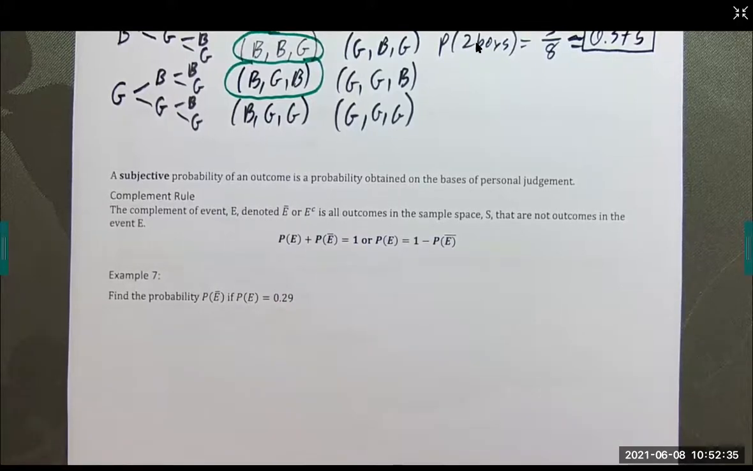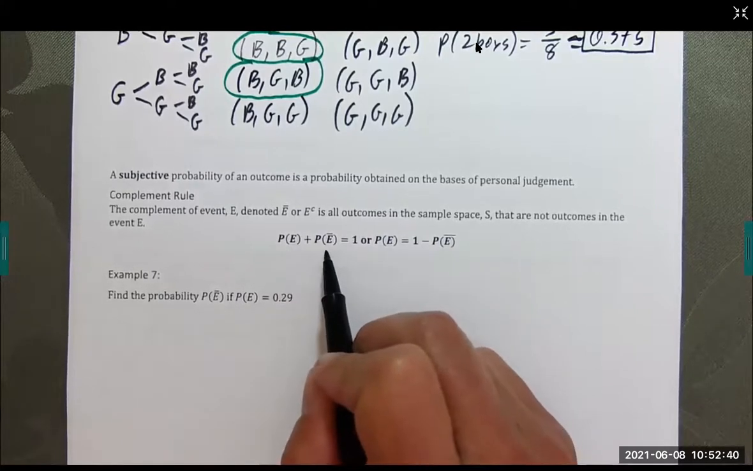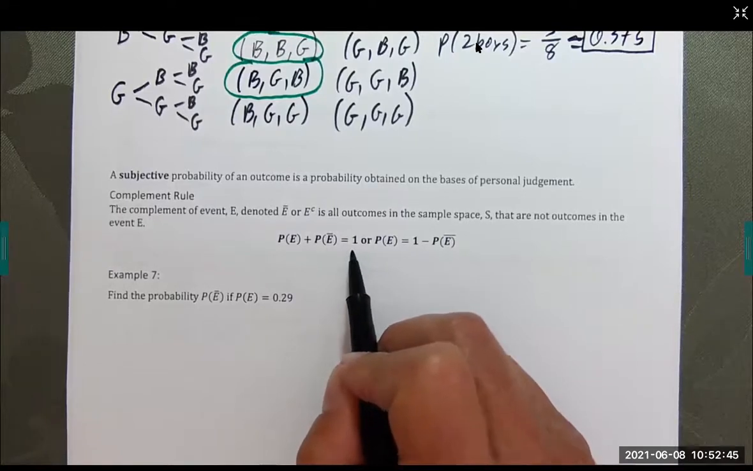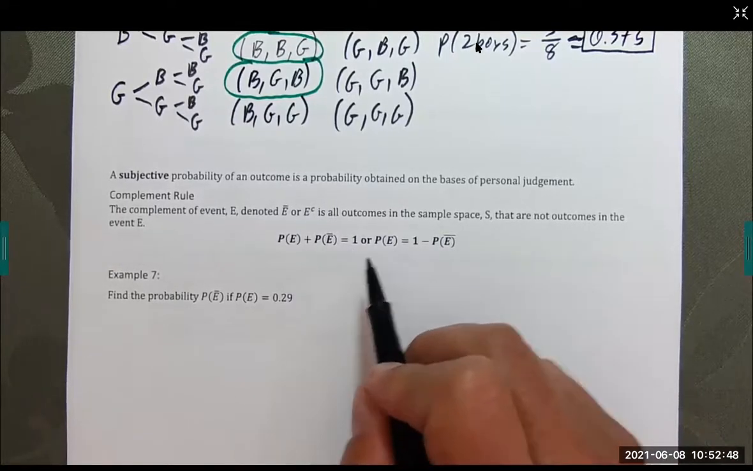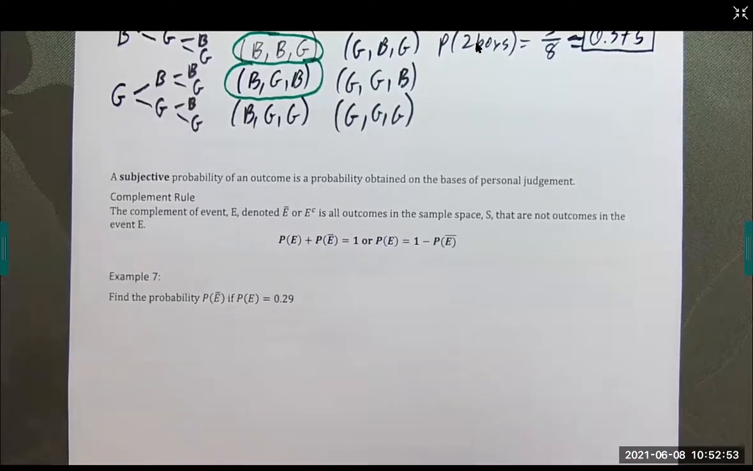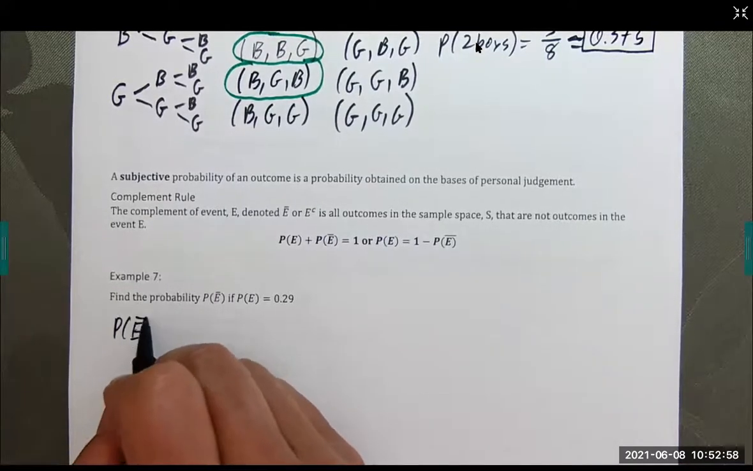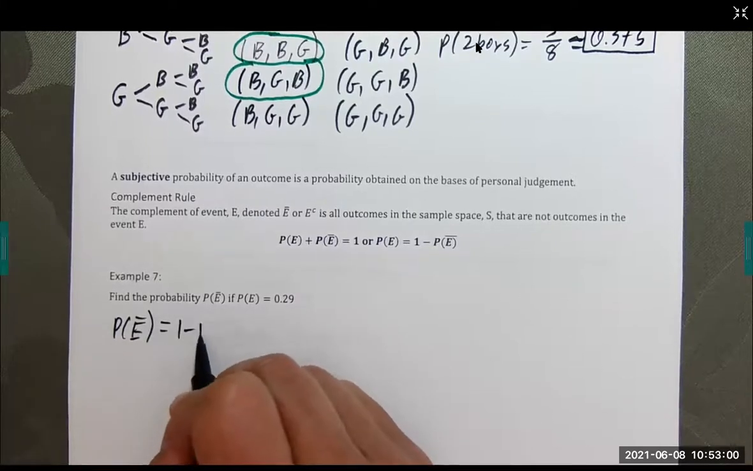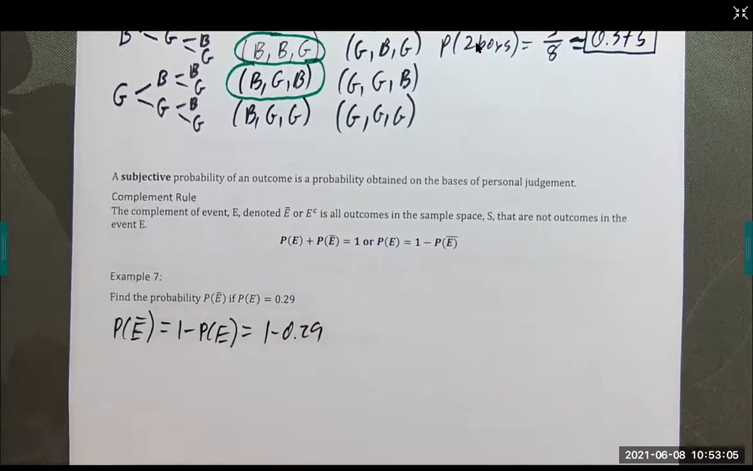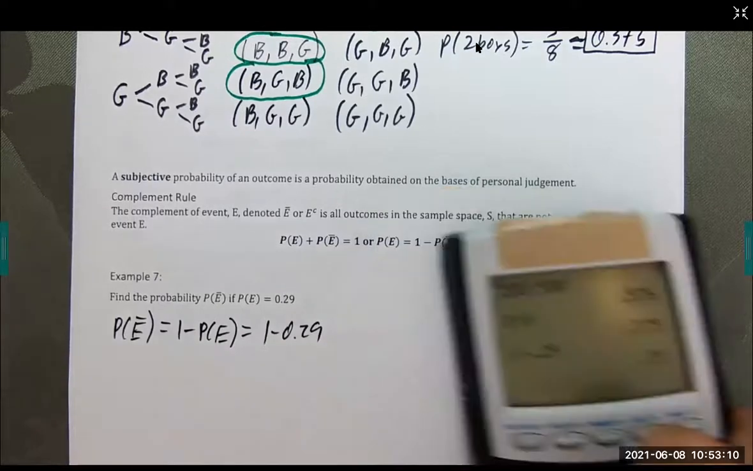And the whole idea is that for event E, the probability of event E plus the probability of not event E should always equal 1. Always, always, always. And we can rearrange this so I could subtract off one or the other to the other side. So we want to find P of complement E, which is 1 minus P of E. And we have P of E is 0.29. So let's go 1 minus 0.29. There it is.